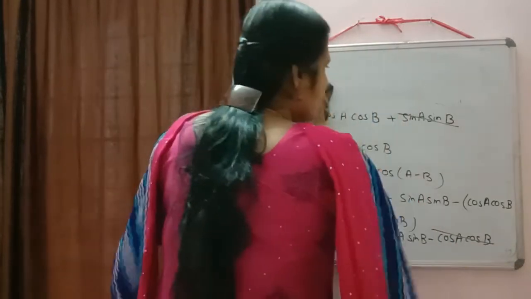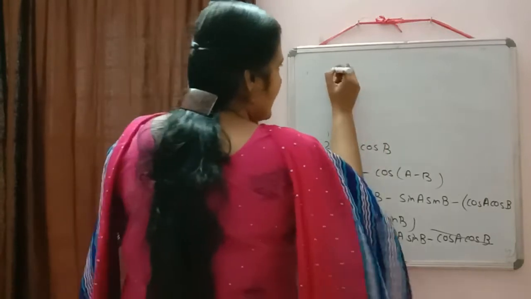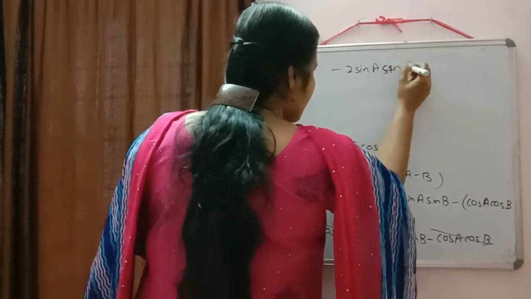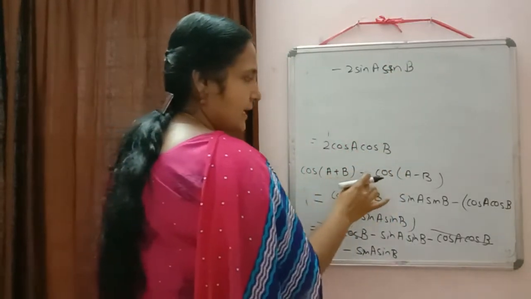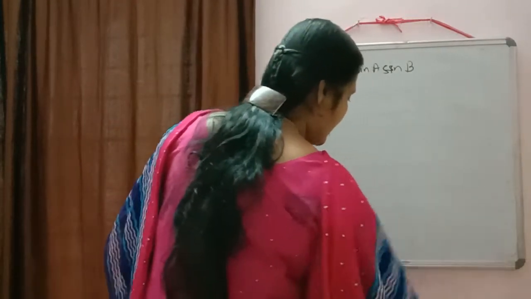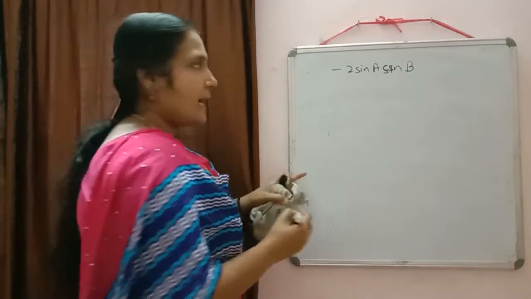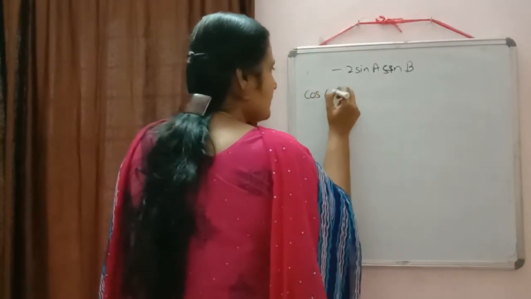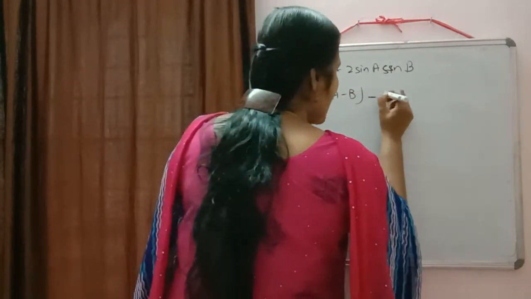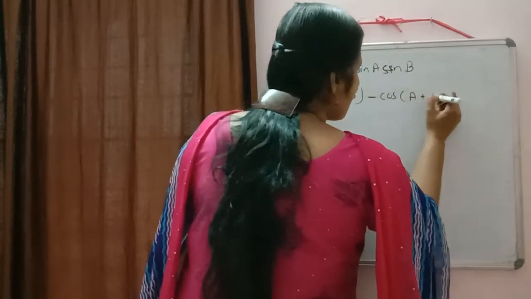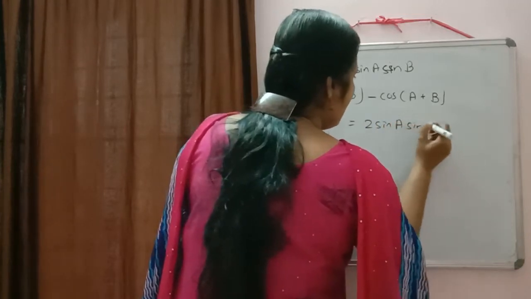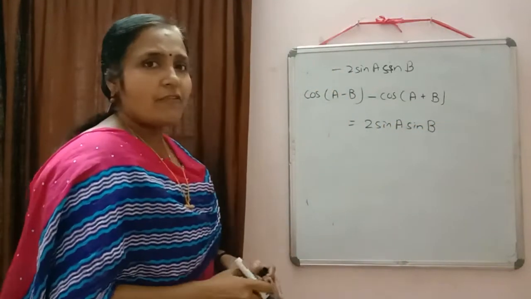Remaining, it will be equal to minus 2 sin A sin B. That is the formula of cos(A+B) minus cos(A−B). If you want to change that negative sign, we multiplied it by a negative sign, so the positive expression will become negative and the negative will become positive. That's why we wrote it this way: cos(A−B) minus cos(A+B) is equal to 2 sin A sin B.